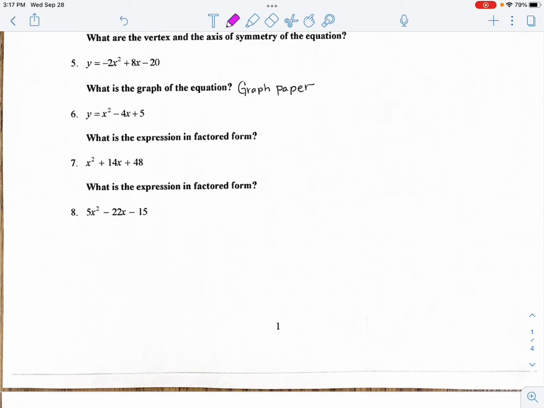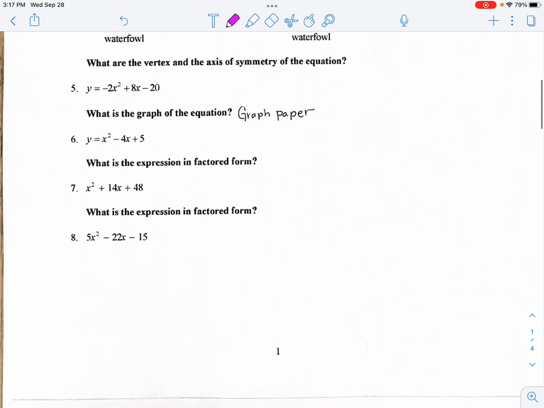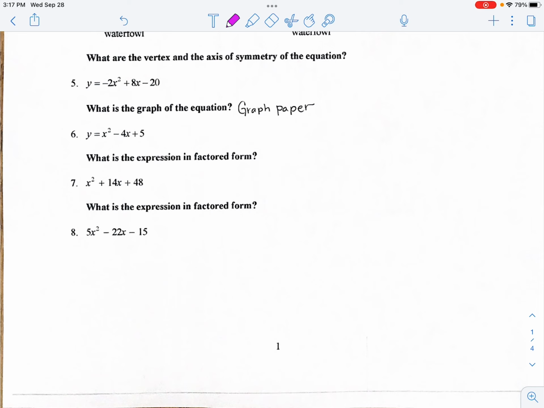Sorry, so the vertex form, graphing in standard form. Now for graphing, number 6. We want to find the vertex in standard form. So the first thing we have to do actually is find the axis of symmetry. Remember we had that formula, negative b over 2a. Here a is negative 2 and b is 8. For number 5, we don't need c, so it is negative 20, but we're not going to need it.